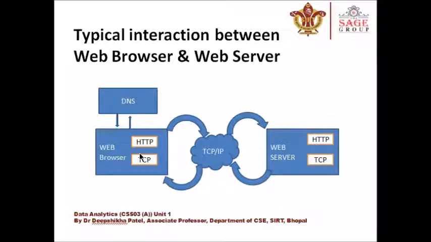Next, the TCP/IP software running on the client breaks the HTTP request, which has been received from the HTTP software running on the client system, into packets and sends them over the internet over the TCP connection which has been established earlier. Then the TCP/IP software running on the web server receives that request, reassembles the HTTP request using the packets and gives it to the HTTP software running on the web server.